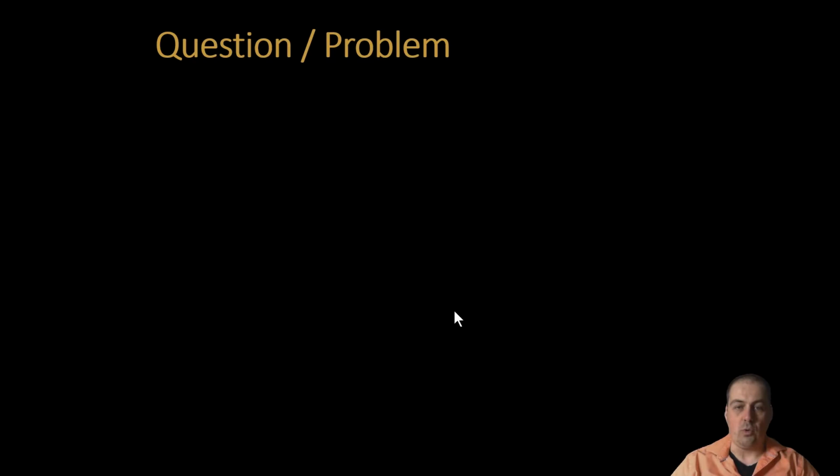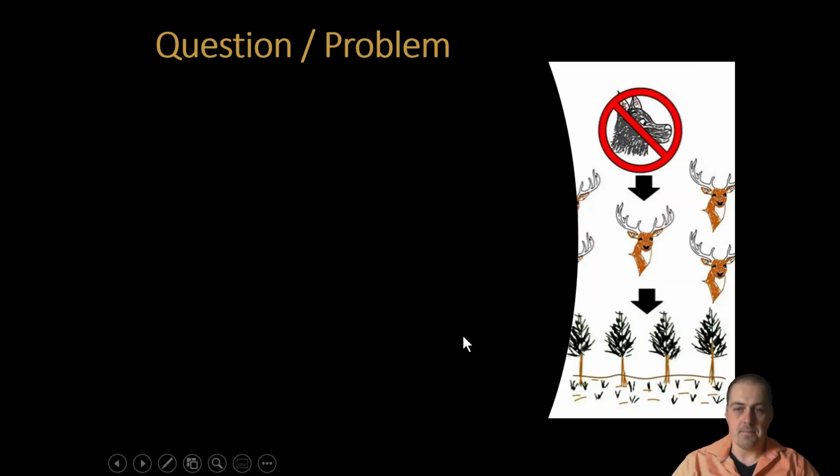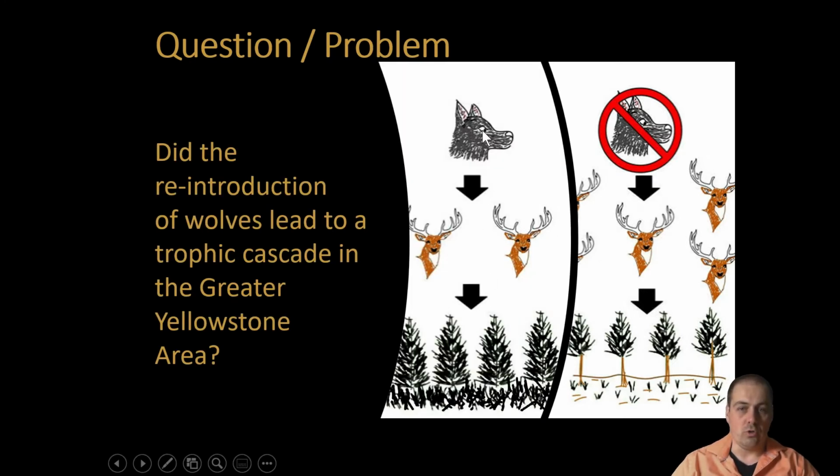So the question or the problem that you guys are given. We know what happens when wolves are not present. You get an increase in elk and you get a decrease in aspen, or a higher amount of aspen browse and lower heights. So the question is, when wolves were reintroduced, does it lead to a trophic cascade in which wolves reduce the number of elk and increase the number of aspen, or at least increase the height of aspen and decrease the percent browse of aspen in the Yellowstone National Area?